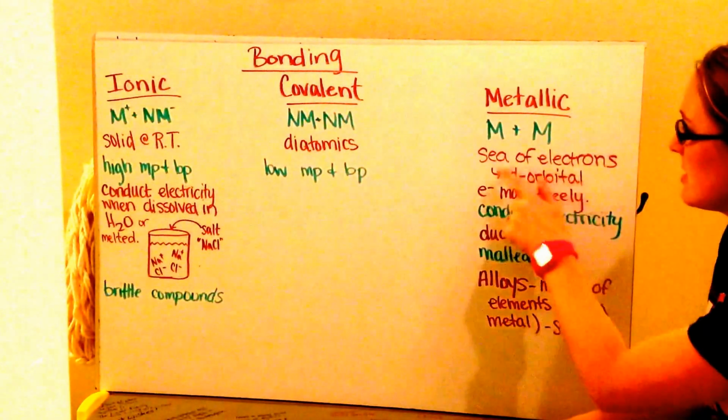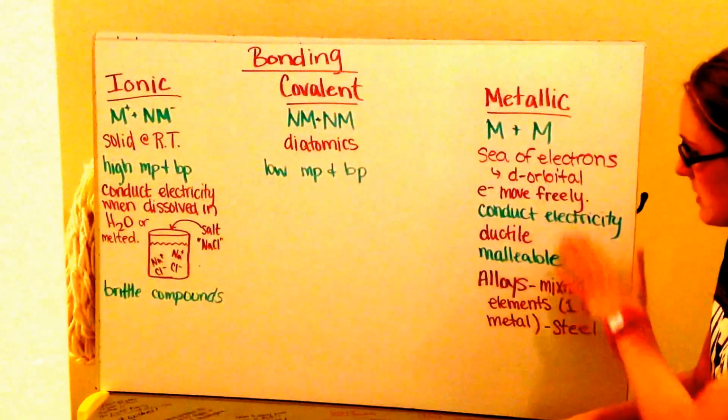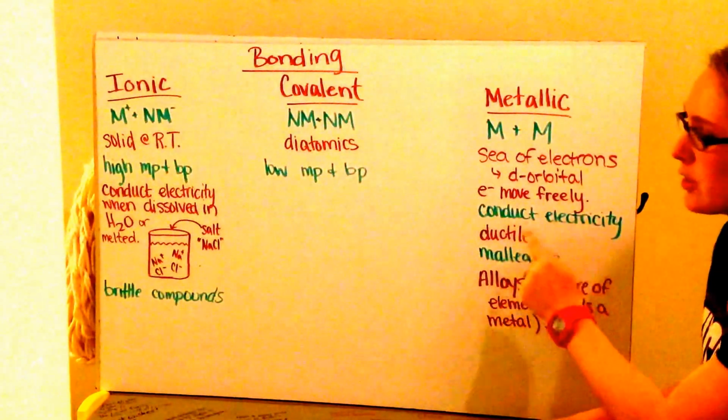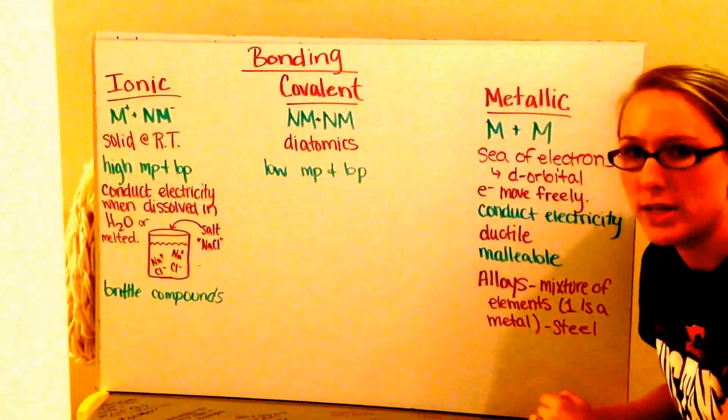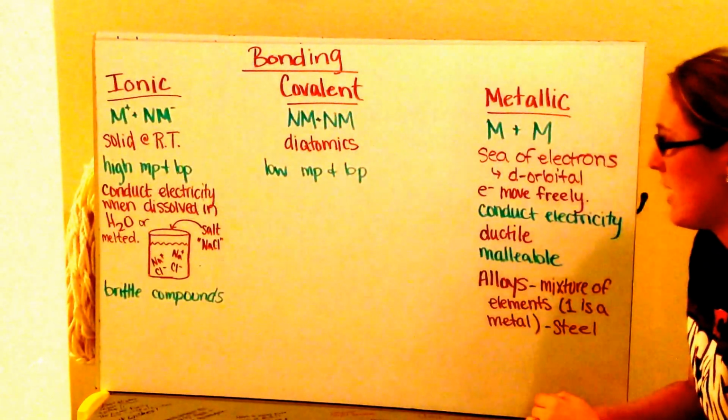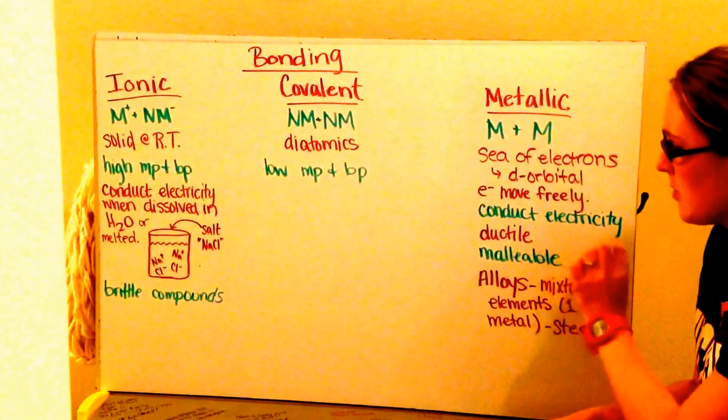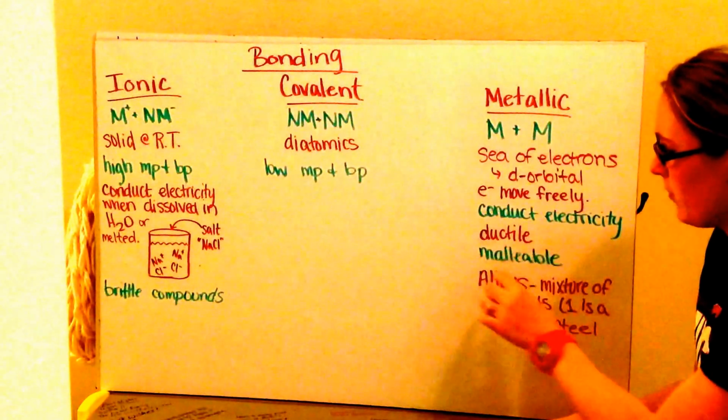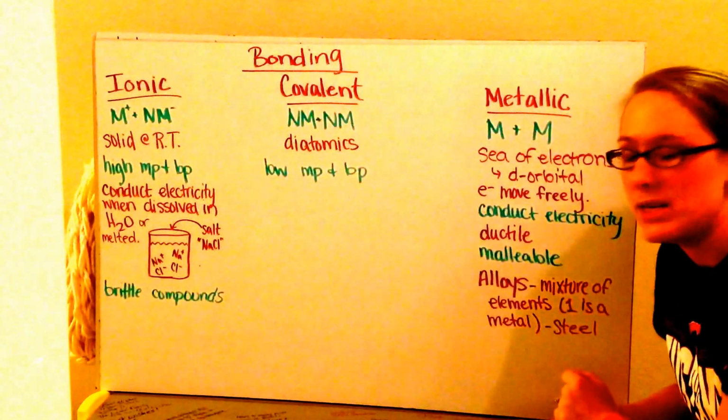Because of this sea of electrons, they have these specific properties. They can conduct electricity because those electrons are moving freely, and that's what allows my electricity to pass through. They're ductile, so they can be pulled into a thin wire. They're malleable, they can be pounded into sheets.